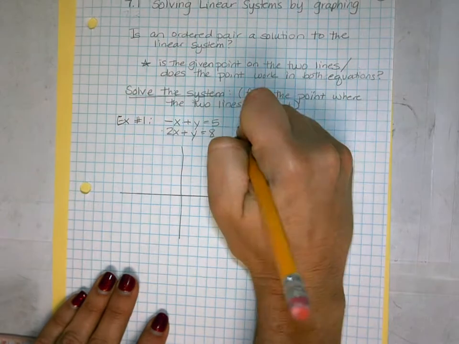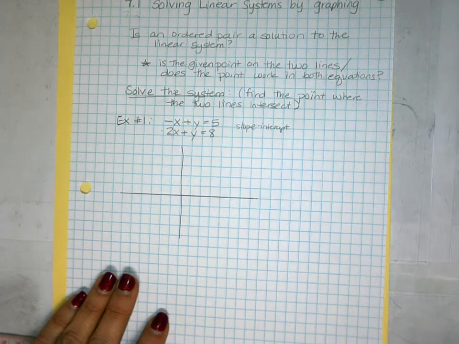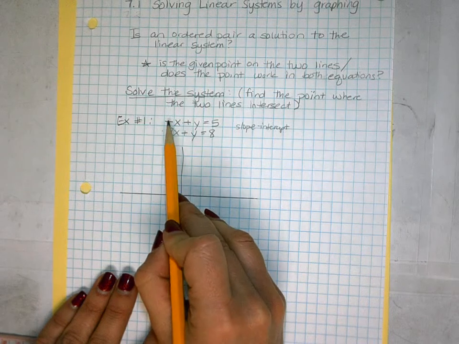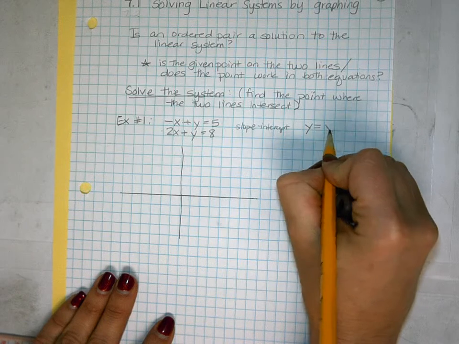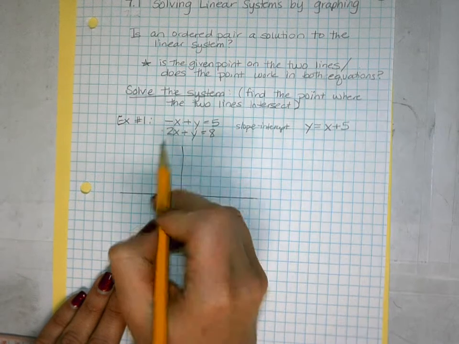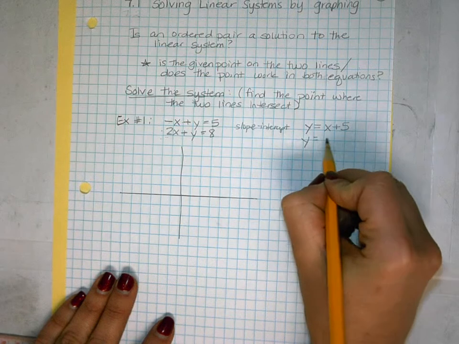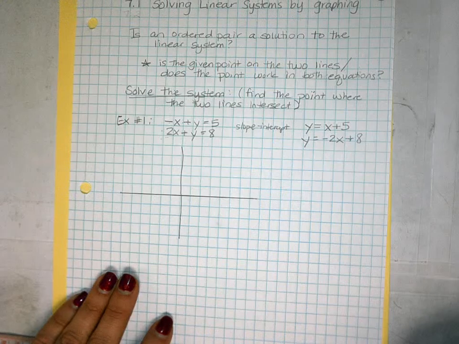First step, put into slope-intercept form, right? Isn't that the easiest to graph it? You could make a t-table, but I'd like to put this into slope-intercept form. So to put this one into slope-intercept form, add x to both sides. So we end up with y equals a positive x plus 5. This one, I'm going to subtract 2x from both sides. So I'd have y equals negative 2x plus 8. And then I need to go ahead and graph this.